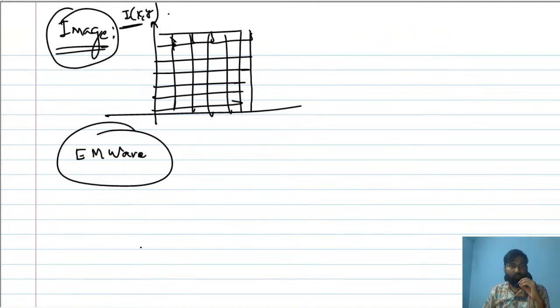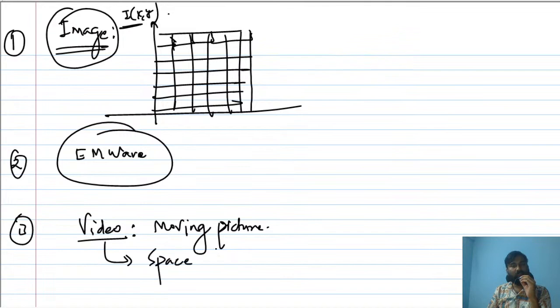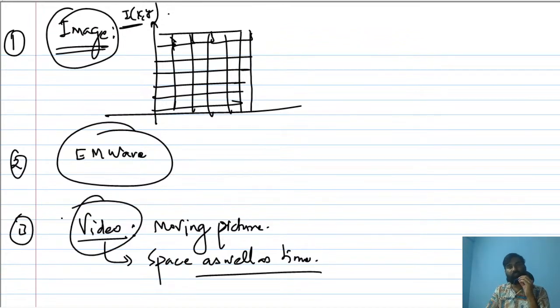This is the first example, the second example, and the third is video. Video is what kind of signal? It is a moving picture. Moving picture is a function of space as well as time. Video is basically three-dimensional. A signal can be one-dimensional, two-dimensional, or multi-dimensional. This is one of the first classifications.